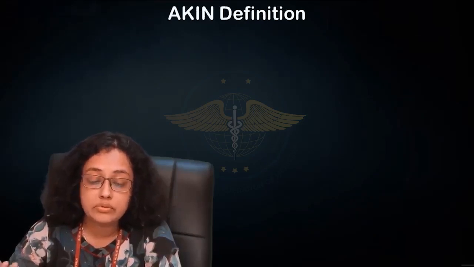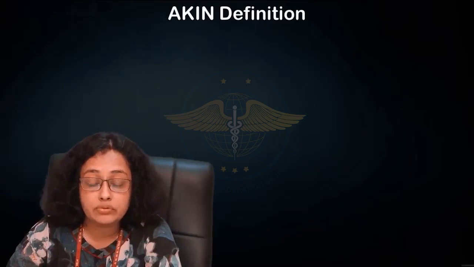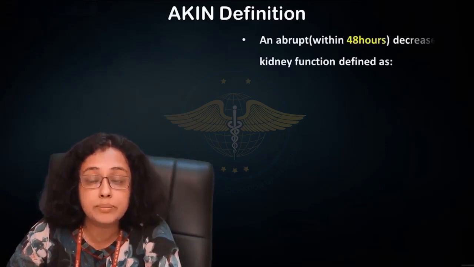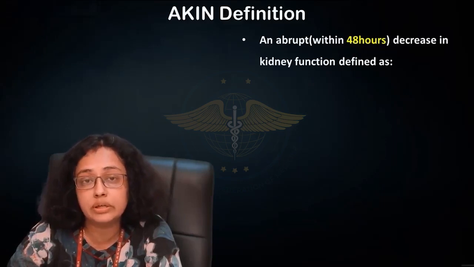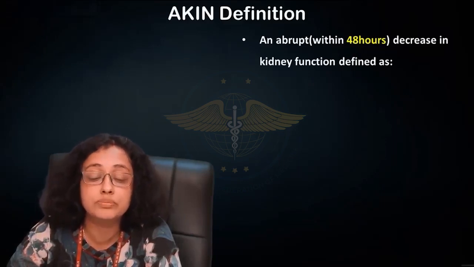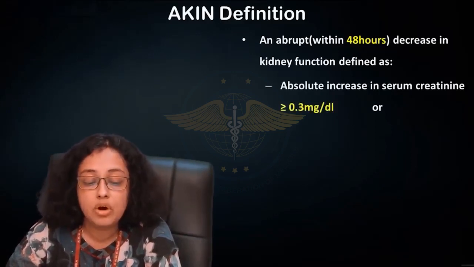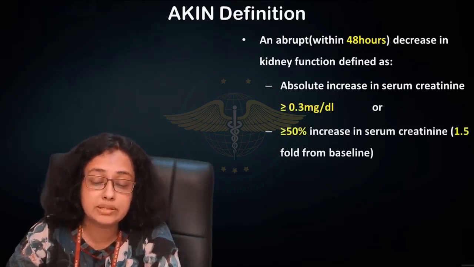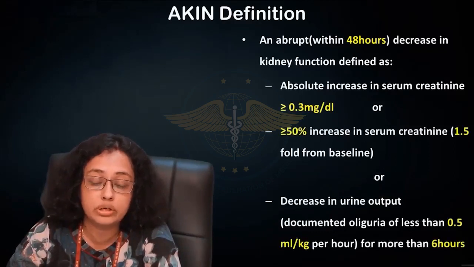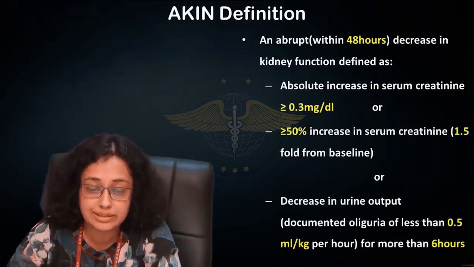So yes, RIFLE criteria was defined by a rise in serum creatinine or a decline in urine output. But how soon is it? The point of rapidity or the timeline was still confusing. So AKIN tried to address that issue. They said an abrupt decline in kidney function within 48 hours. So the AKIN definition gave a timeline of 48 hours within which there was an absolute increase in serum creatinine of at least 0.3 milligram per deciliter, or at least 50% increase in serum creatinine from the baseline, or a decrease in urine output, which is a documented oliguria of less than 0.5 ml per kg per hour for at least 6 hours.